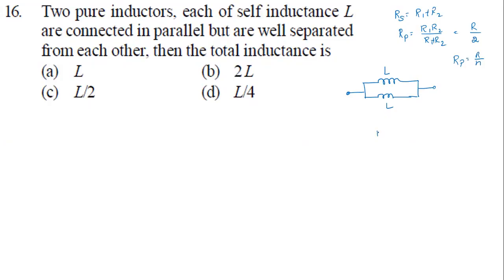Similarly here, what will become? LP, the parallel combination, is equal to what now? L divided by how many are there? Two are there, so L by 2. That's how you can use this formula also: LP equals L1 L2 divided by L1 plus L2. It will become L square by 2L, so it will become L by 2.